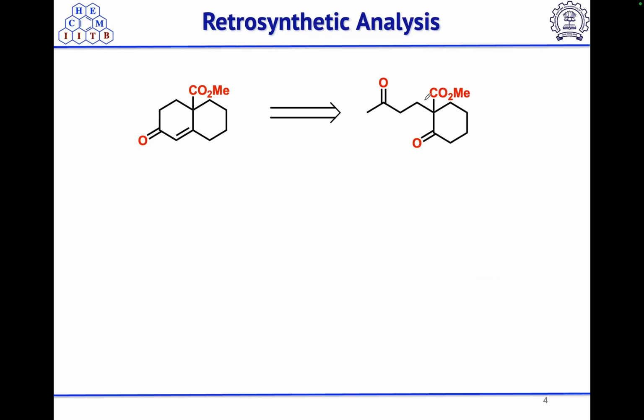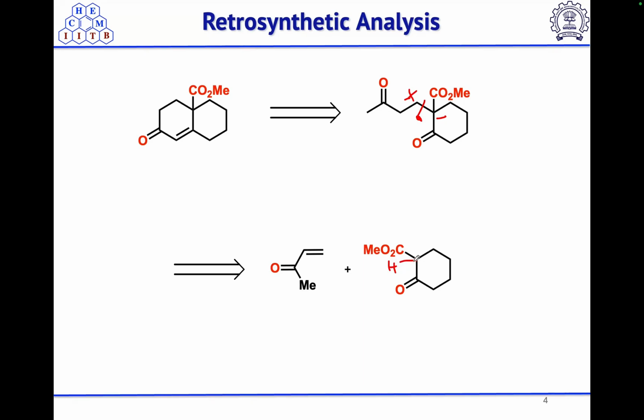So the next is this C-C one disconnection we are thinking. What will be the corresponding synthons for this C-C one disconnection? We can think about a positive charge here and a negative charge at this carbon. Negative charge on this carbon means this is an active methylene compound.